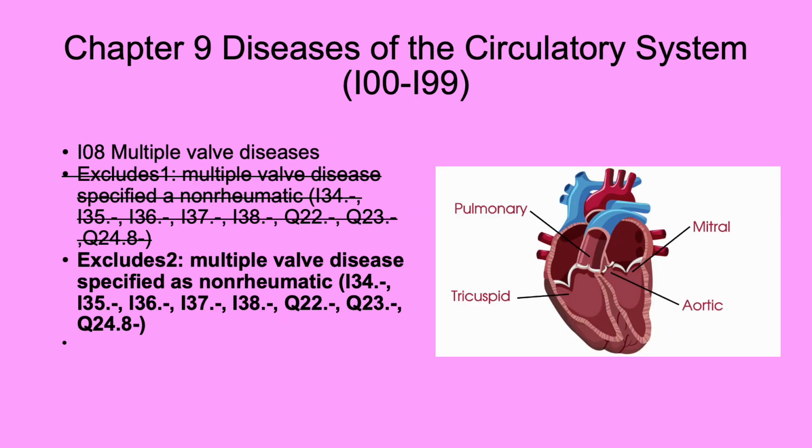Okay, so now we're moving on to chapter 9. So I08, multiple valve diseases. So again, this is an excludes one note changed to an excludes two note. Easy to miss, but very important. So you can now code these with other codes in the I08 category, when before you could not. Very important to make a note of that.